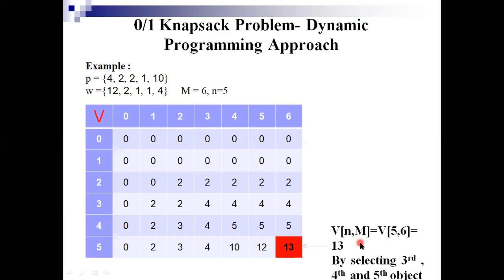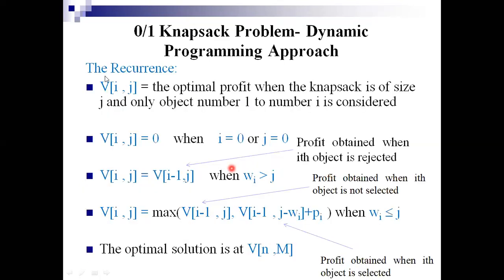So how exactly do we derive this particular table, or how do we make the entries in the table? It is based on the recurrence relation. As we all know, V of i comma j is nothing but the optimal profit obtained when the knapsack is of size j and the objects from 1 to i are being considered. With this knowledge, there are 2 recurrence relations which you have to consider. So V of i comma j is equal to 0 when i is equal to 0 or j equals 0.